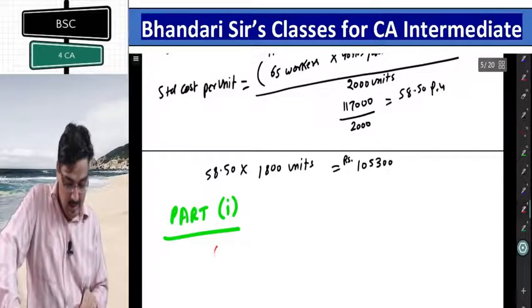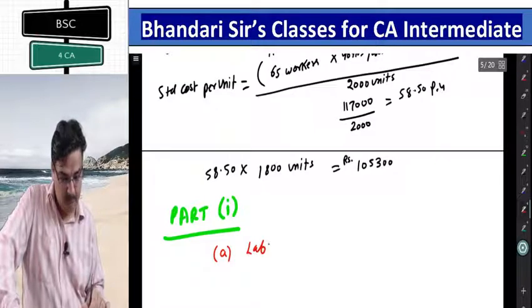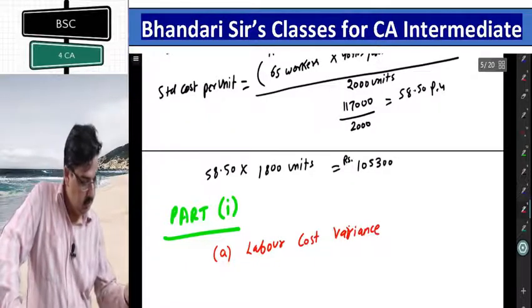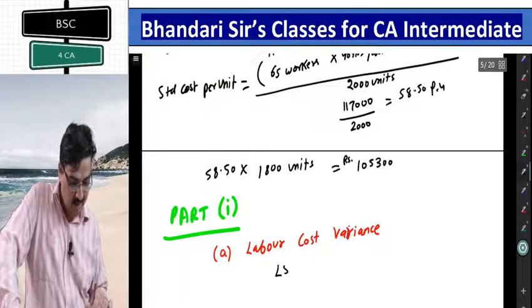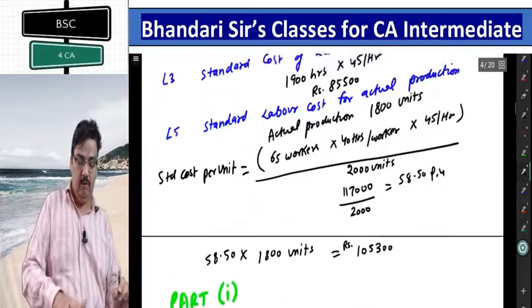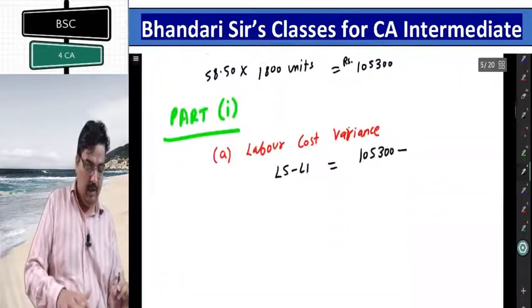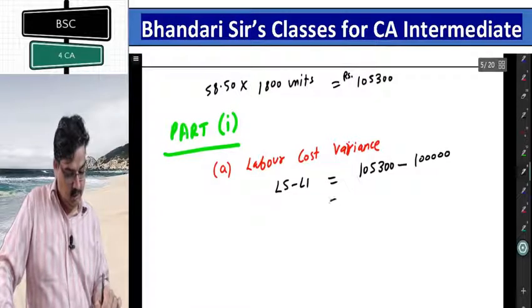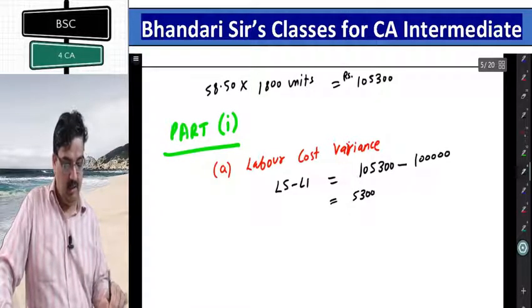Part 1A, labor cost variance. This is L5 minus L1, 1,05,300 minus L1, which we computed long back, 1 lakh rupees. This is cost variance, 5,300 favorable.